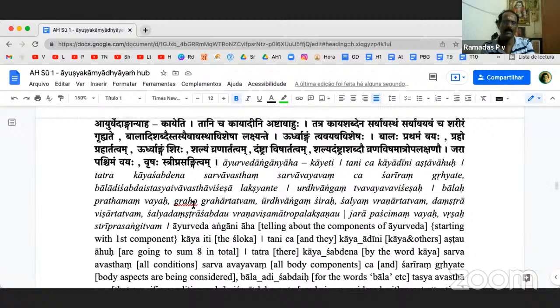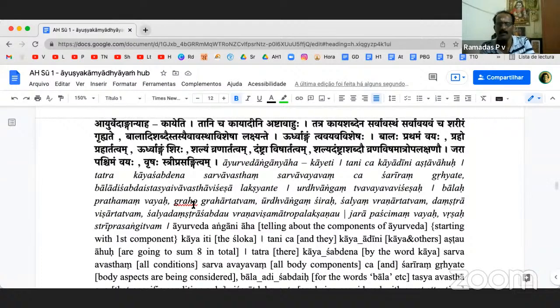Now, bālādiśabdaihi tasyaivāvasthāviśeṣaḥ lakṣyante. So after kaya, bala is told. Then what is actually bala? Bālādiśabdaihi, from the bala, graha, urdhva, shalya, all these words, they are kāyasyaiva, of the first part, kaya, its own avasthaviśeṣaḥ, different conditions. That's all. That is what is meant by the other 7. So which is actually the main part of Ayurveda? Kaya only. All the other 7 are based on this one only. This is what we have to understand.